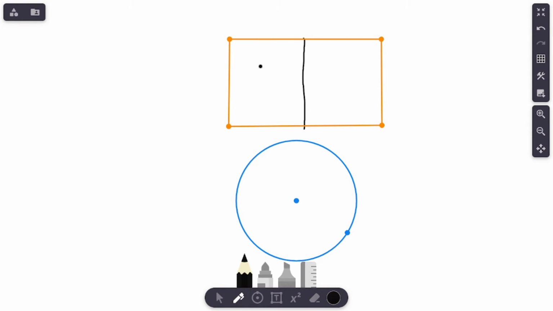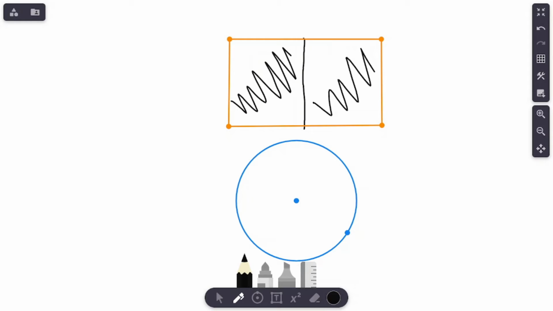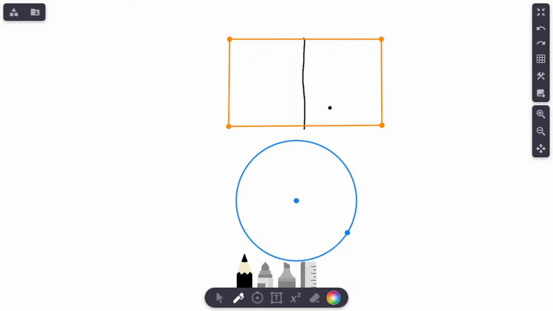This group over here and this group over here. They're equal. They're the same amount. Imagine that this rectangle was a cake. And this cake, we cut it right down the middle. And both sides of this cake are the same amount. That's kind of the way you can think about it.